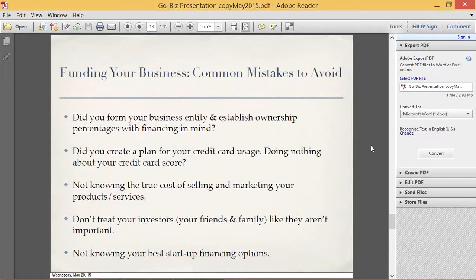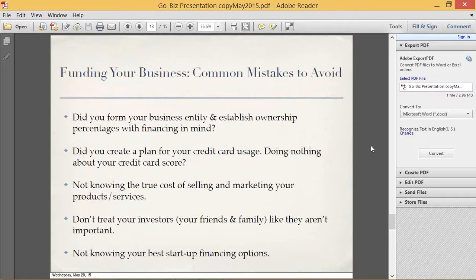One is, did you form your business entity and establish ownership percentages with financing in mind? And that means that you want to make sure that if you have partners, what are the implications of that? Did you create a plan for your credit card usage, doing nothing about your credit card score? A lot of times small businesses start their business with their credit card, but they don't have a way out. And we don't necessarily advocate for that. We're not saying that's the best way to go about it because of the fees involved.